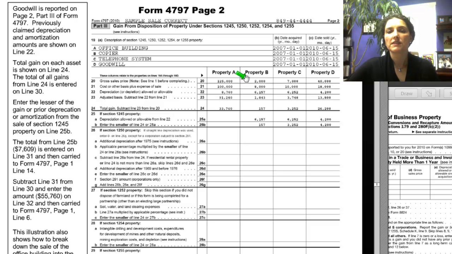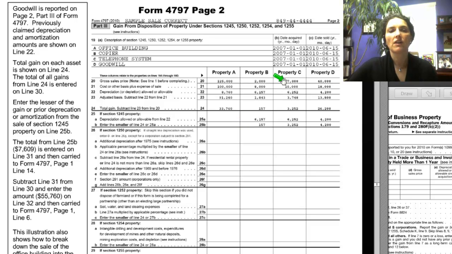Moving over to the copier. The gross sales price of the copier is $2,000. The original cost was $8,000, but we have depreciation that was previously claimed as $6,157. That leaves us an adjusted basis of $1,843. $1,843 from $2,000 leaves us a profit of $157. How much of the profit from the sale is depreciation? Well, $157 is profit from depreciation, so we enter that on line 25B.